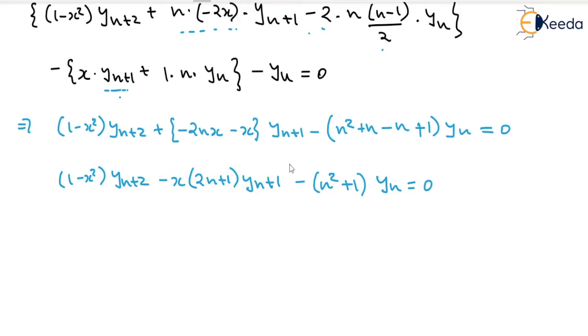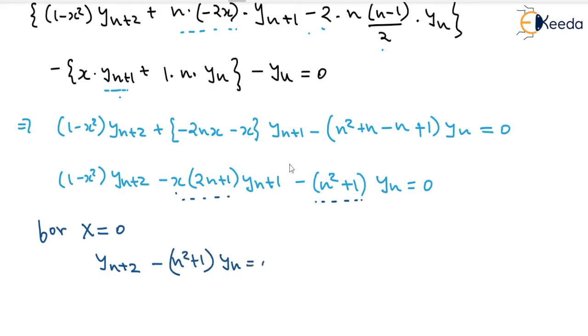So overall this is one general term, and we can generalize it more by taking the exceptional case for x equal to 0. So for x equal to 0, this term 1 minus x square will be left with only 1, so yn plus 2. The next term is having x as a factor, so the entire term becomes 0 because of x equal to 0. This is having no x factors, so it will be minus of n square plus 1 times of yn equal to 0.